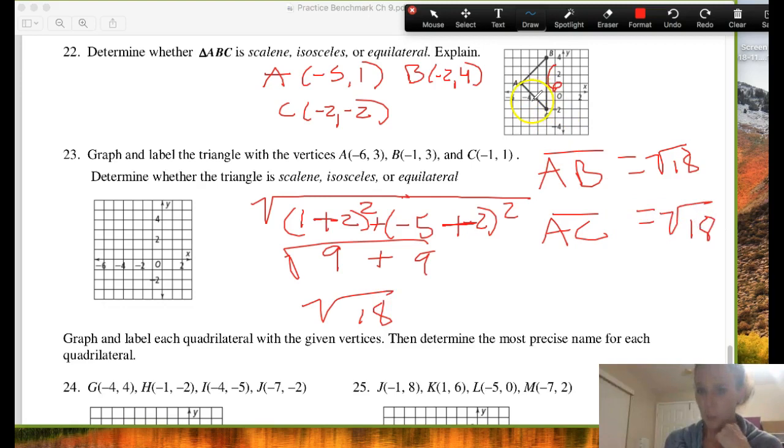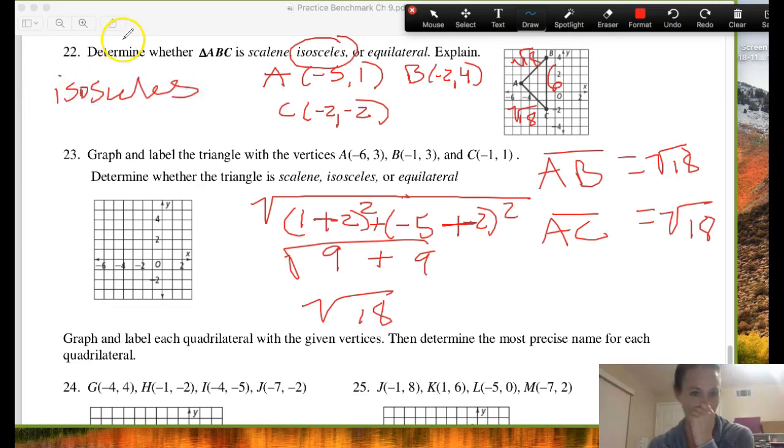So here I have square root of 18, here I have square root of 18, and that's 6. This is not equilateral, but it is isosceles. So I'm going to write isosceles. And there's 22. All right, check it. Just because it looks equilateral or it looks isosceles doesn't mean it is. Check it with the distance formula.